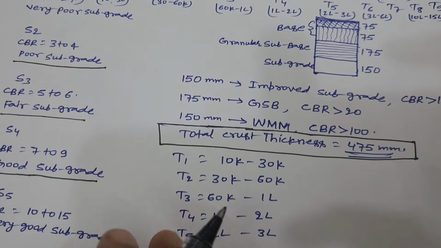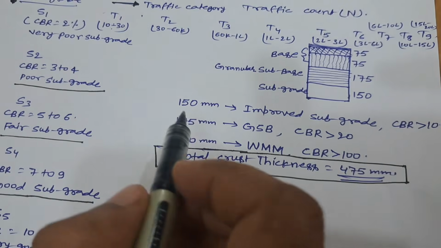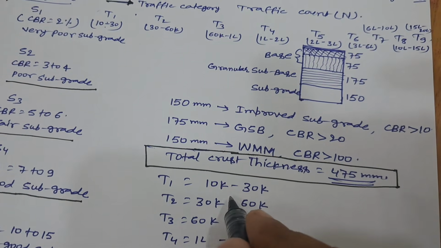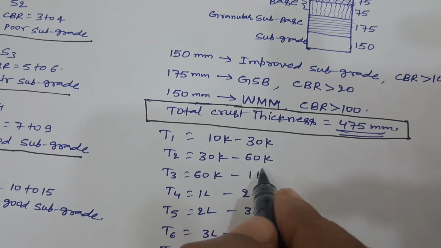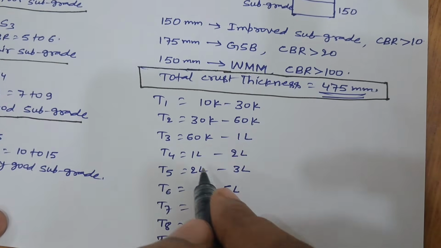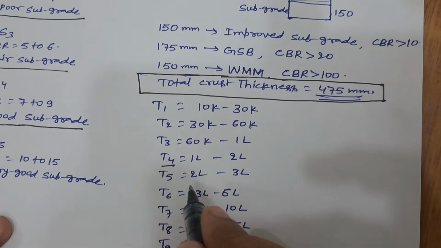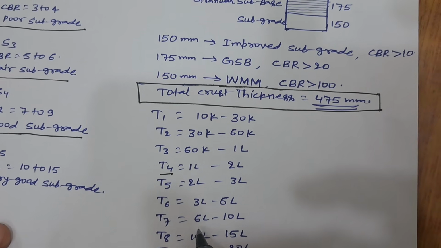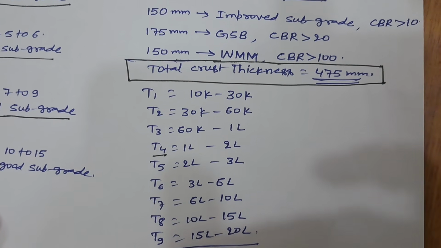And based on the number of traffic count, traffic category is categorized into 9, T1 to T9. If N value came 10 to 30,000, it is called T1. 30,000 to 60,000, T2. 60,000 to 1 lakh, T3. 1 lakh to 2 lakhs, T4. And 2 lakhs to 3 lakhs, T5. 3 lakhs to 6 lakhs, T6. 6 lakhs to 10 lakhs, T7. 10 lakhs to 15 lakhs, T8. And 15 lakhs to 20 lakhs, T9.